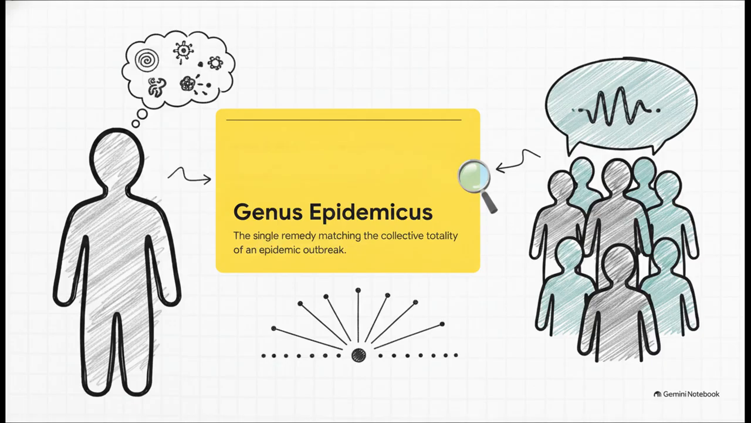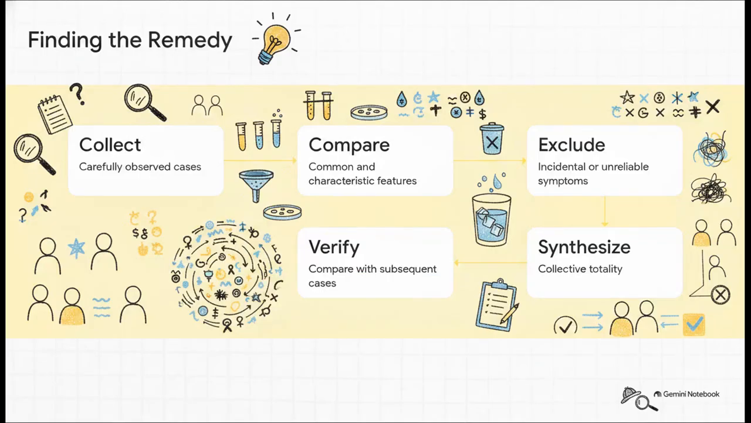The focus shifts entirely away from the individual to a unified community symptom picture. Building that community remedy profile is actually a very rigorous 5-step detective process. Step 1. The practitioner collects several complete cases from the outbreak. Step 2. They compare them to find highly characteristic features, like that specific thirst for cold water we mentioned earlier.